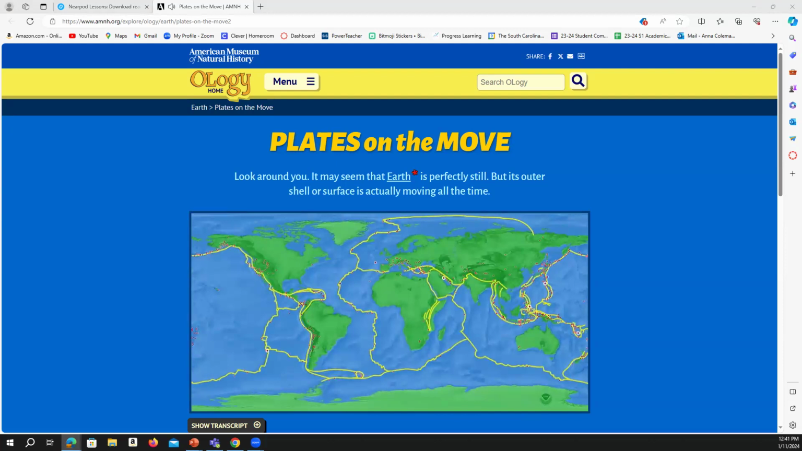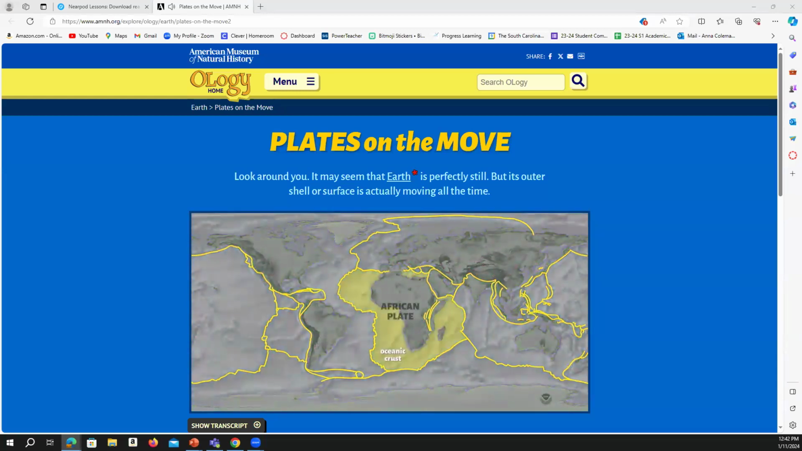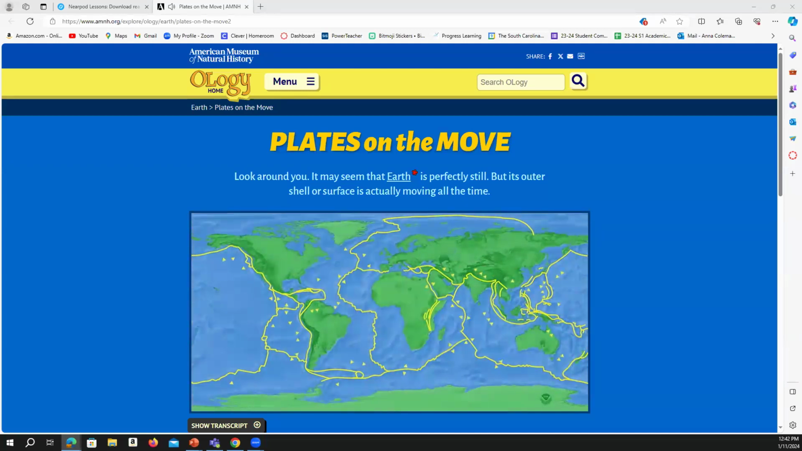The Earth's outer shell is divided into pieces called plates. Most volcanoes, mountains, and earthquakes occur where plates meet. Places where plates meet are called plate boundaries. There are 7 major plates, along with countless minor plates. You can see that a plate can be made of both oceanic crust and continental crust. Interactions between plates change our planet.